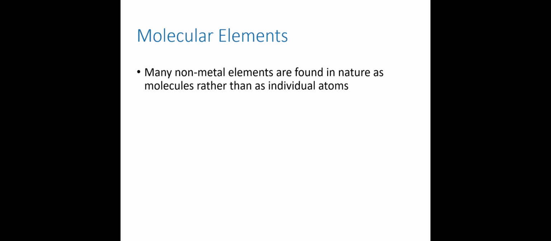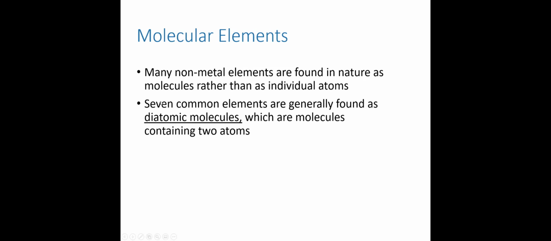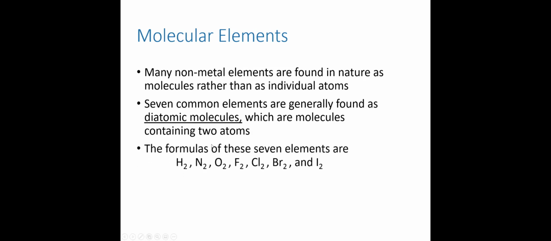There are some elements which are always found as molecules rather than as separate atoms. And 7 of these are found as pairs of atoms. We are going to call these the diatomic elements, or the elements which form diatomic molecules, and they need to be memorized. They are hydrogen, nitrogen, oxygen, fluorine, chlorine, bromine, and iodine.